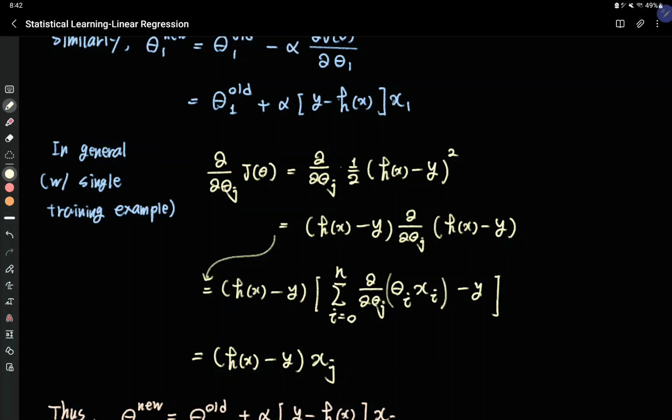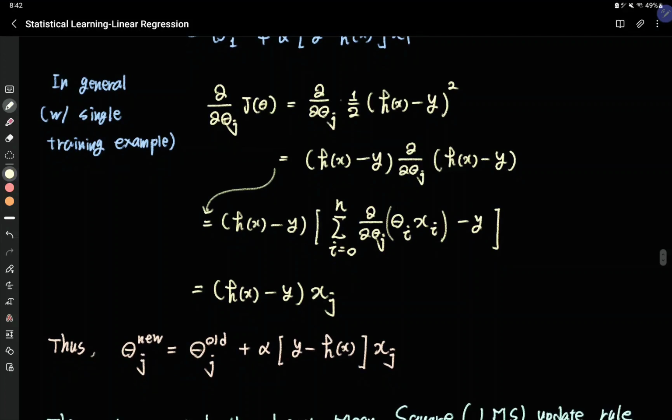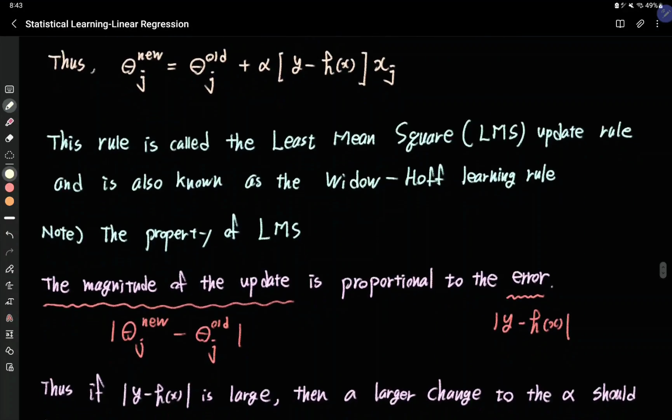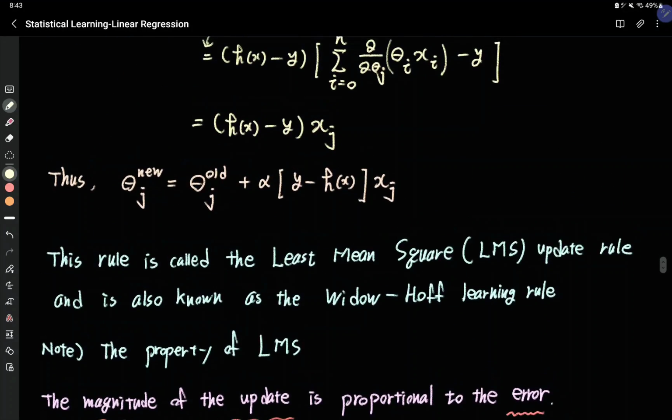So in a linear regression problem, the gradient descent algorithm is equivalent to this: theta j plus alpha times y minus h of x times x sub j. Okay, so what does that mean? This rule is called the least mean square, LMS, update rule, and is also known as the Widrow-Hoff learning rule.